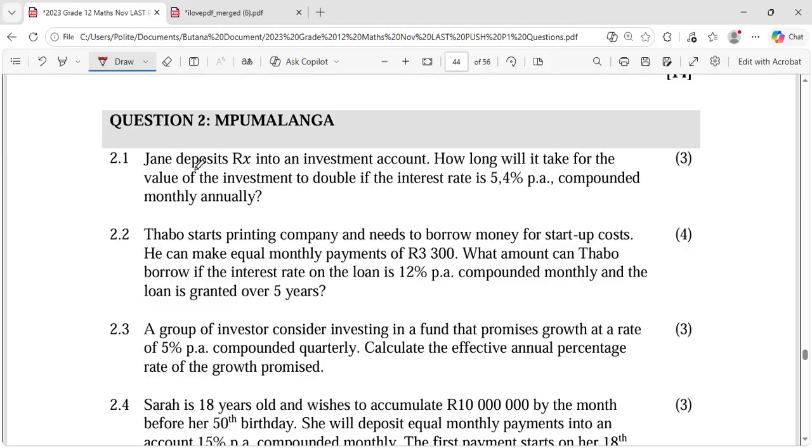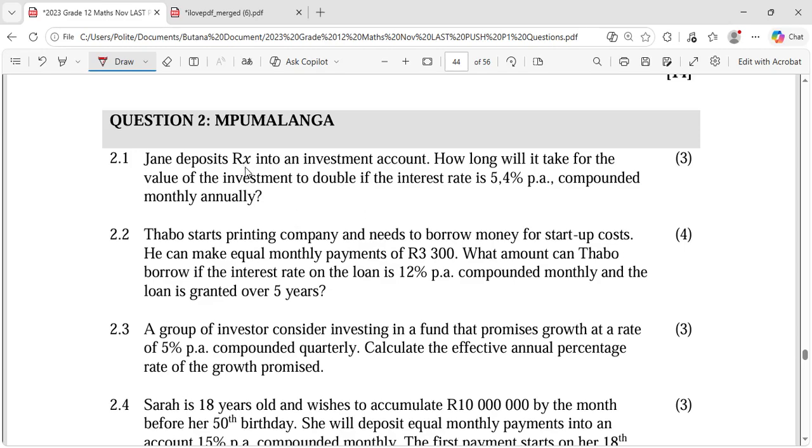We are given Jane deposit RX into an investment account. How long will it take for the value of the investment to double if the interest rate is 5.4% per annum compounded monthly?